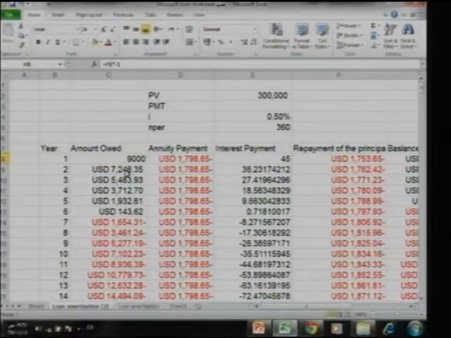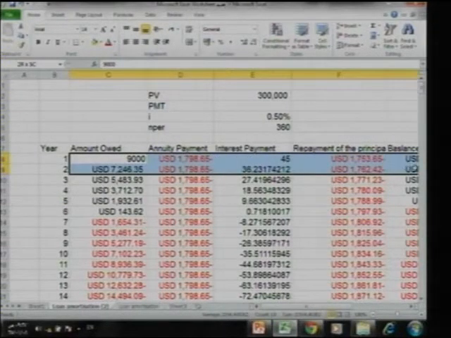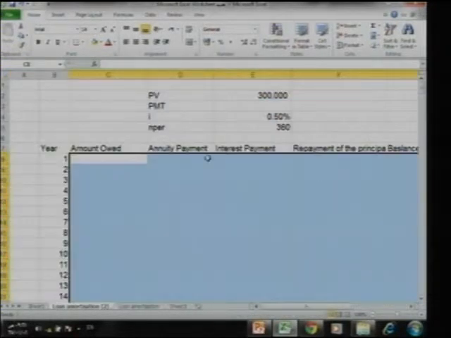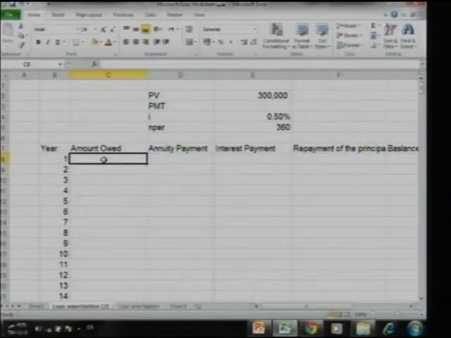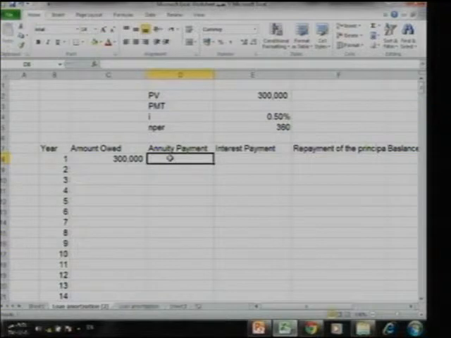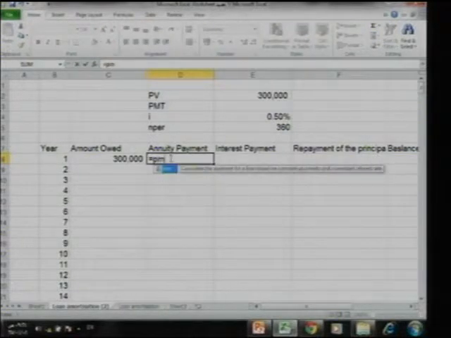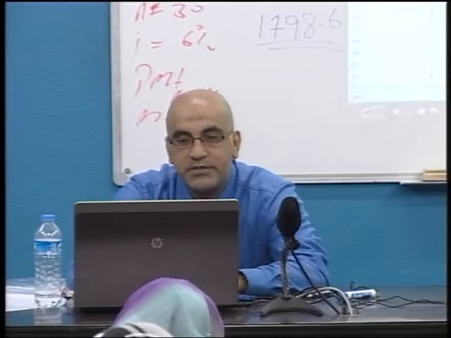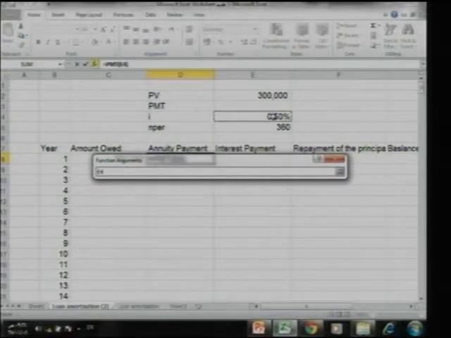Okay, let's start one by one. This is 9,000. Amount owed, 300,000. Okay, so we have 300,000. Fine? Now, annuity payment is equal payments. The rate is the interest rate, which is this one.